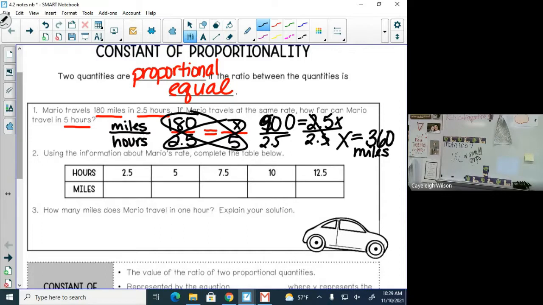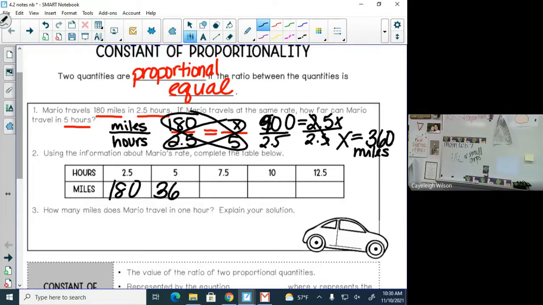So that's the skill that we've been working on for like 2 or 3 days now. Okay, so part 2 says, using the information about Mario's rate, complete the table below. So we just said from up here that if he drove 2.5 hours, how many miles did he go? Right here it tells you 180. And then we just found that if he travels 5 hours, how far did he go?